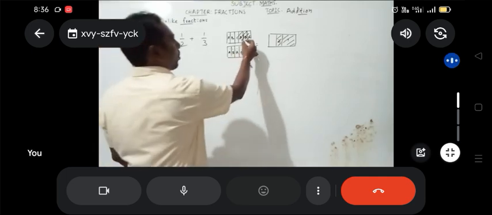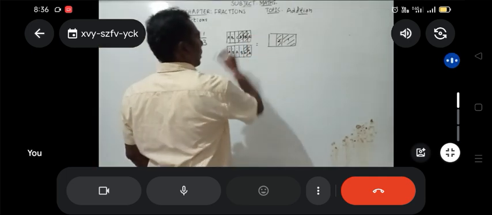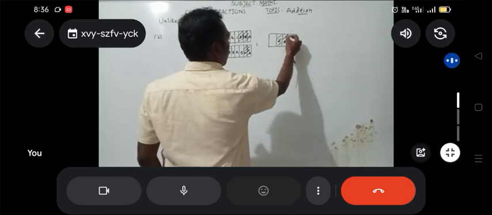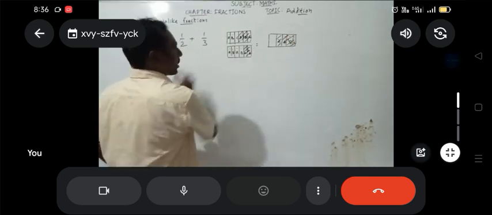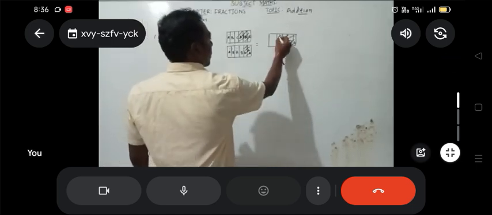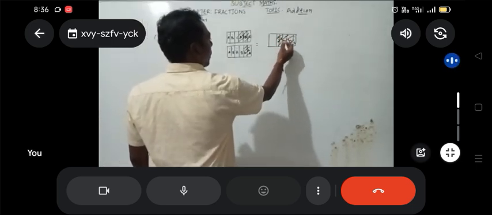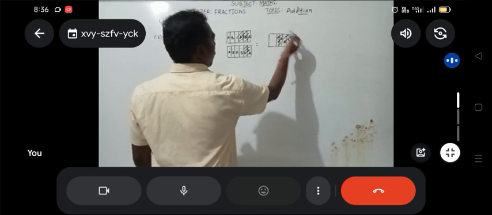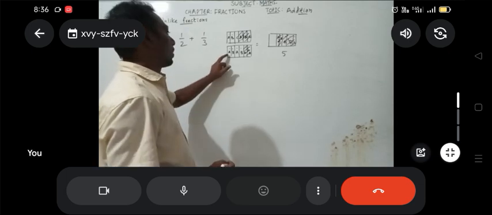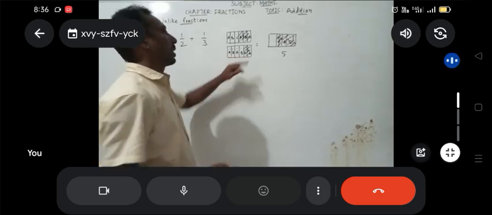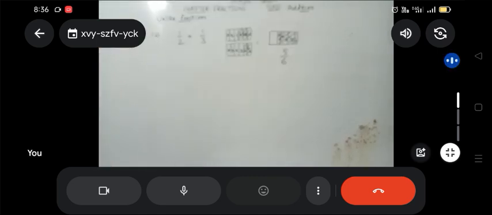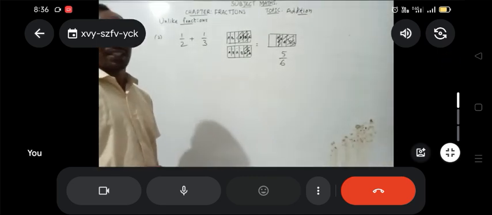How many parts have formed here? A, B, C. 1, 2, 3. And here, A and B. Totally 1, 2, 3, 4, 5. 5 parts, among how many parts? 1, 2, 3, 4, 5, 6 parts. This will be the answer: 5 by 6 will be the answer.